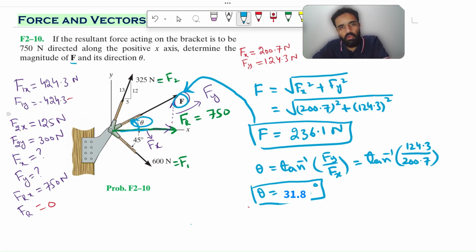I hope you got the concept behind finding any component of a force if there is an unknown force and the other forces are given.